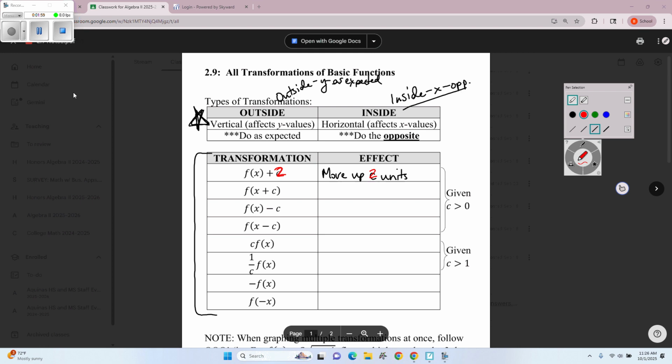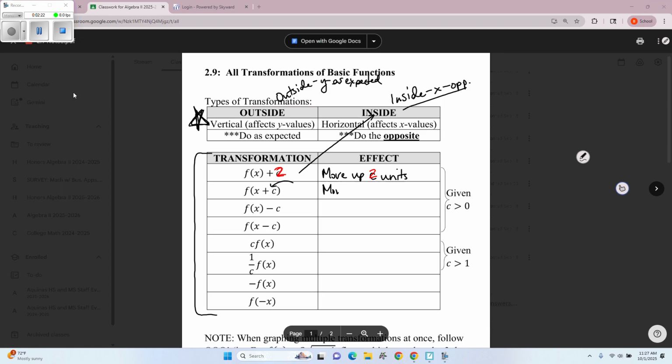Now, if we come back to the next one down, notice this plus c is on the inside of the function because it's inside of the parentheses. So that directs me up to this one, saying inside is going to affect my x values, opposite of the way I think. So here I go, c, I'm going to go left or right. Gosh, plus c, I think I should go to my right, but it's opposite of what I think, so I'm going to go to the left. So we're going to move left c units. And again, if you want to make this a 2 or a 3 or some number that makes sense to you, please do.